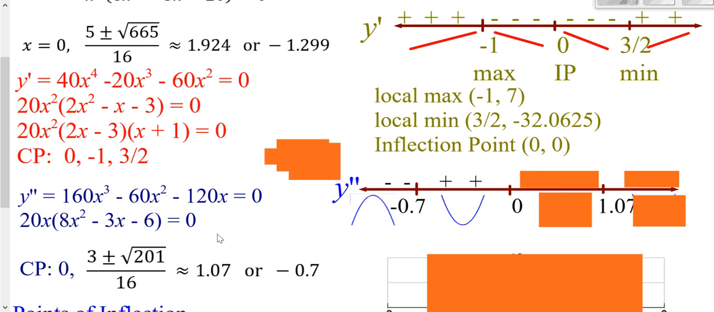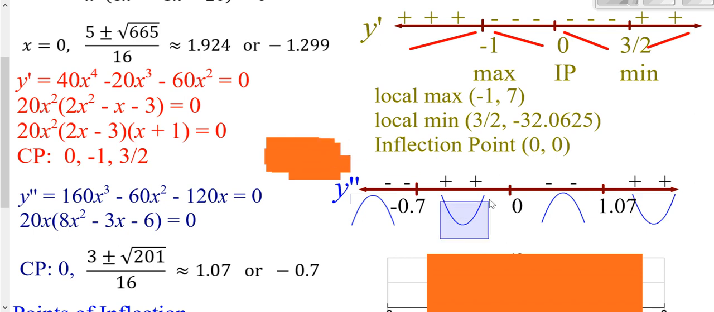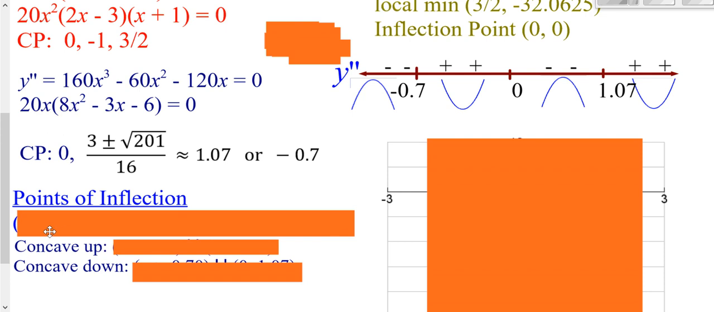We could try 1. 1's pretty easy to plug in here or here. And we get that to be negative, so we know between these two critical points, we're concave down. And then we try a number to the right, like 2. Be pretty easy to plug in 2 to either one of these two spots, and we would be getting a positive, so we know over here we're concave up. So notice we have a happy face here, and we have a sad face here. So for your extrema and your points of inflection, and your concavity.